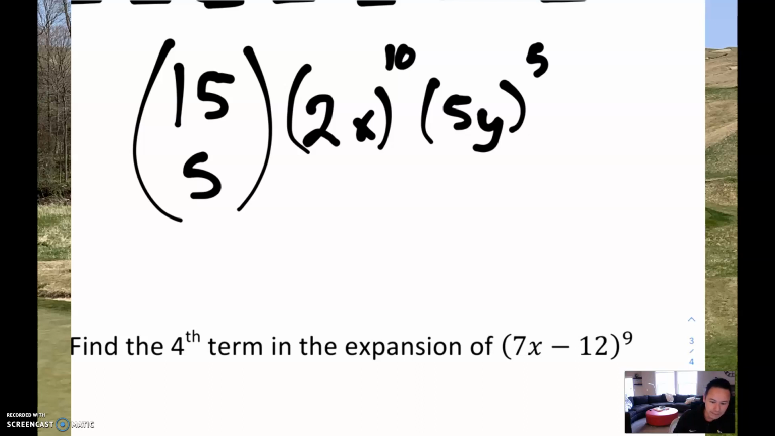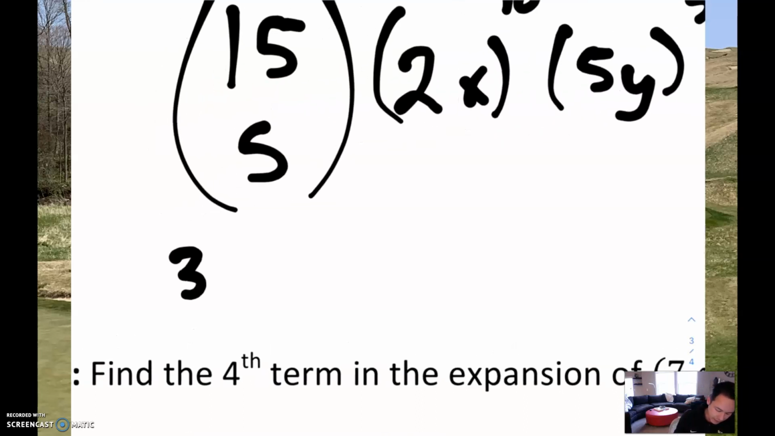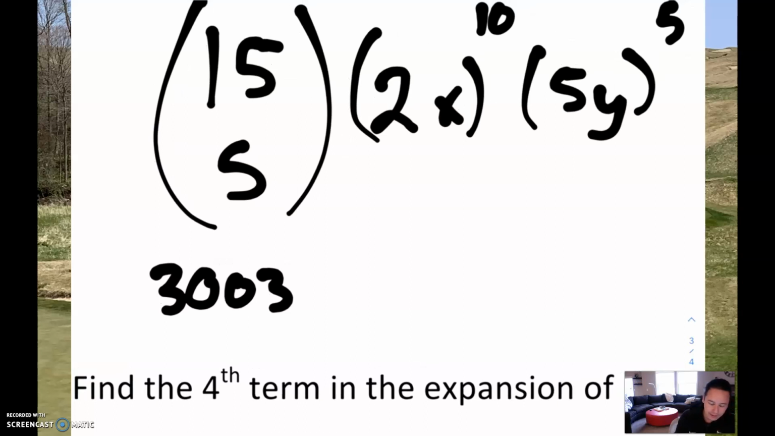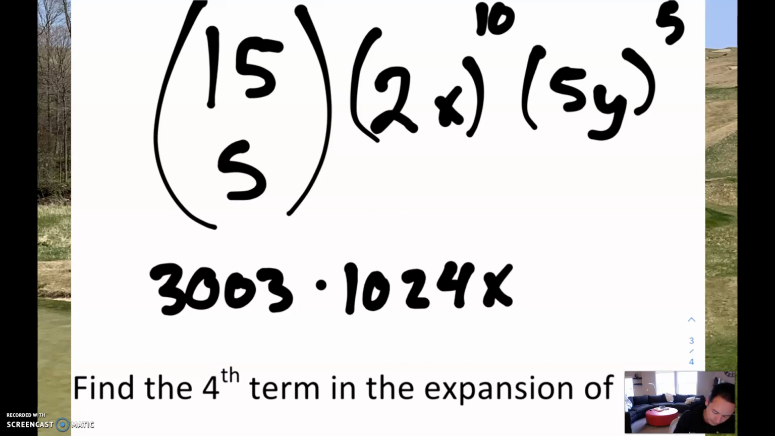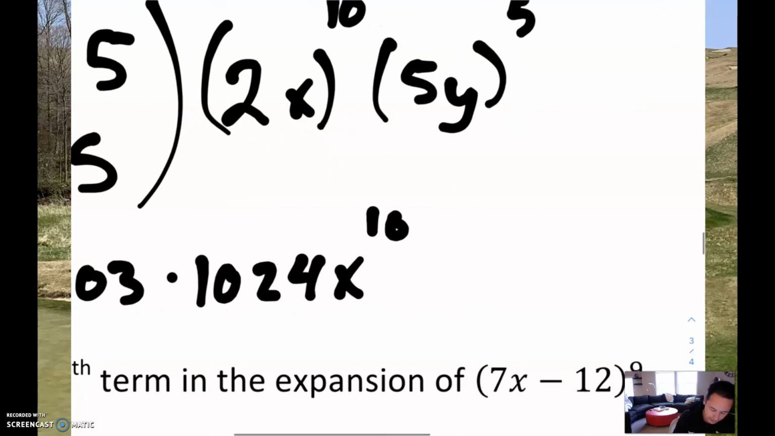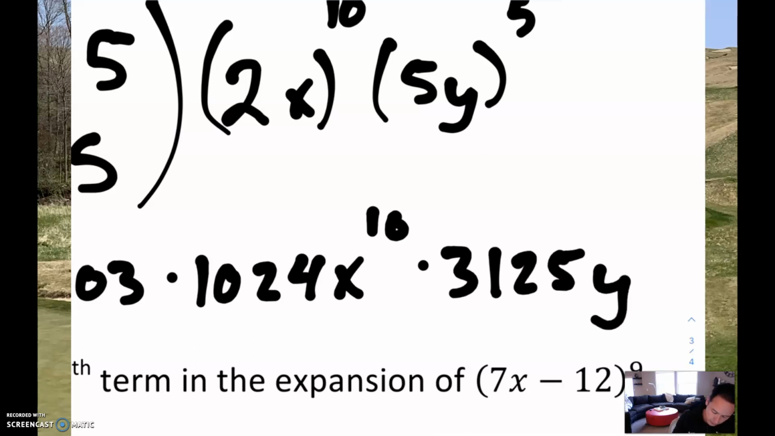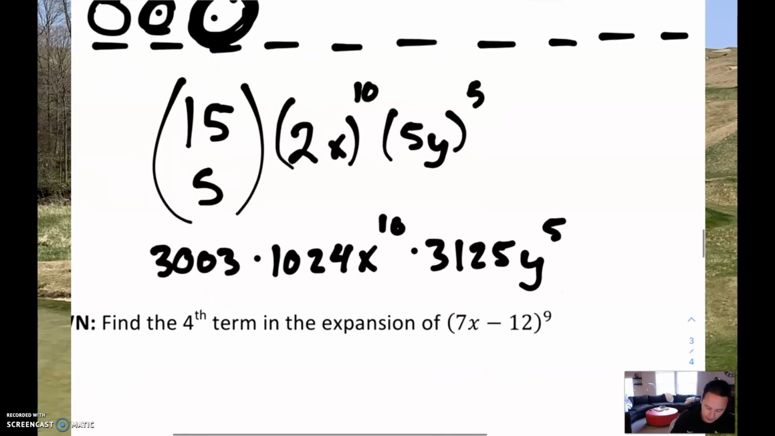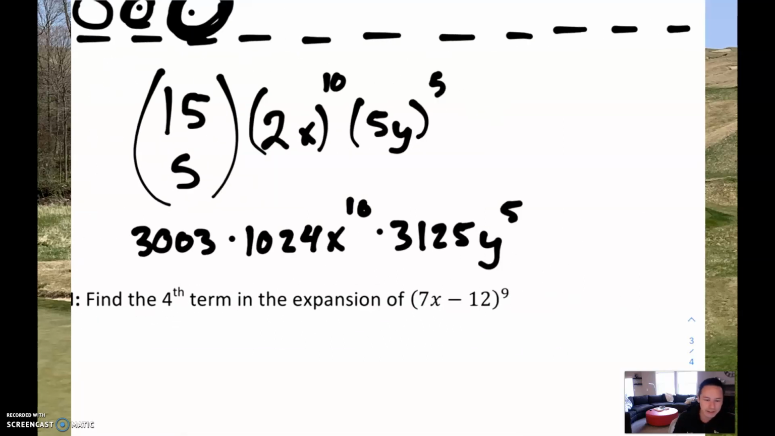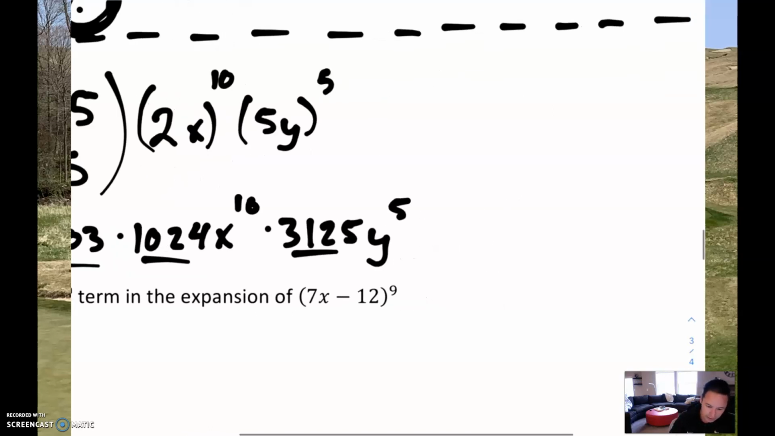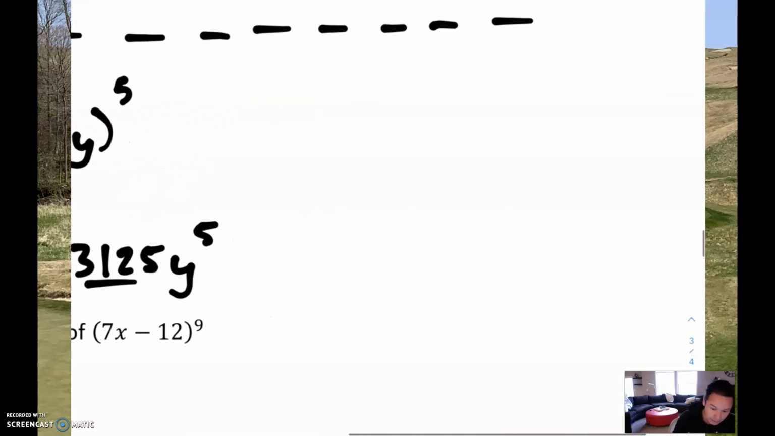So if we have 15 choose 5, that is 3003. If we have 2x to the 10th power, that's going to be 1024 x to the 10th. And if we have 5y to the 5th power, that's going to be 3125 y to the 5th. And then we just multiply all these together. So take this and this and this, multiply all the way across, and you get a really, really, really big number.